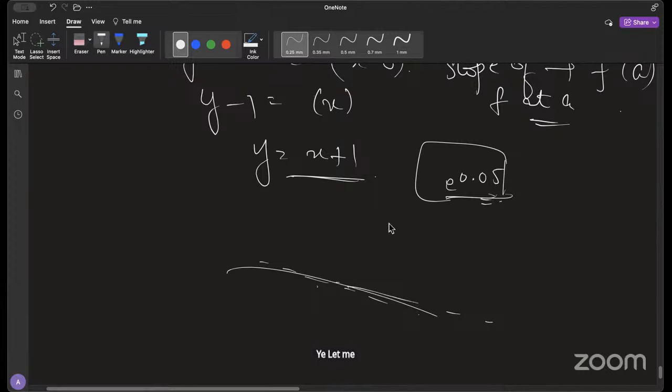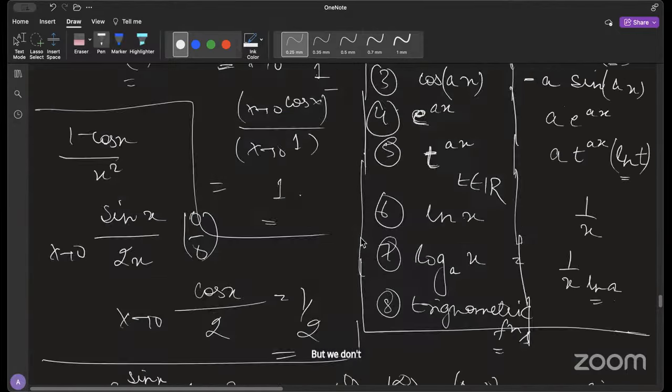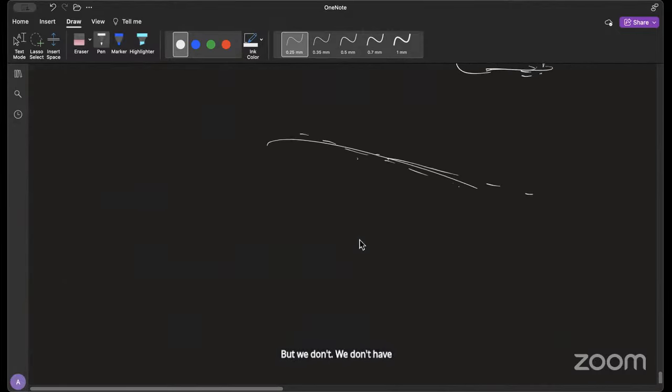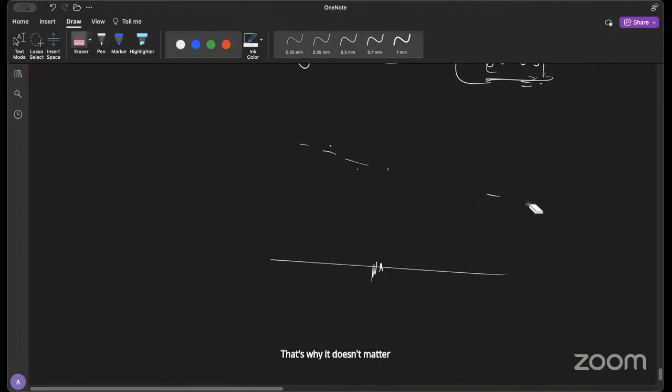Let me just, do we have an image of this? Otherwise, I would have explained it there. So at this point, if you have this, and this is the tangent at this point, say, then at this nearby point, the value is almost going to be the same. So no matter if you take it on this curve or on the tangent, they're very close to each other. That's why it doesn't matter. You can approximate it using the tangent.